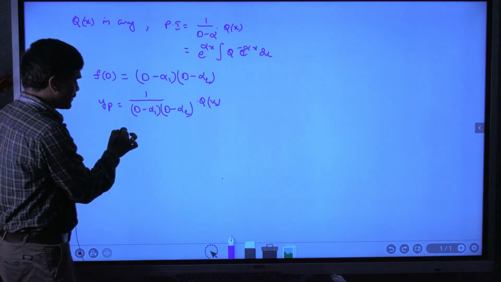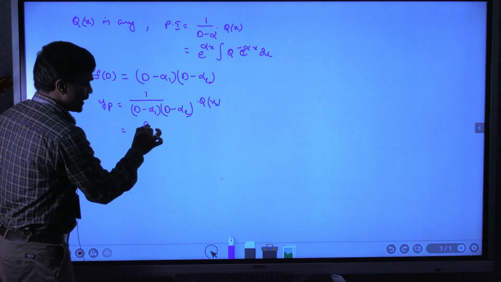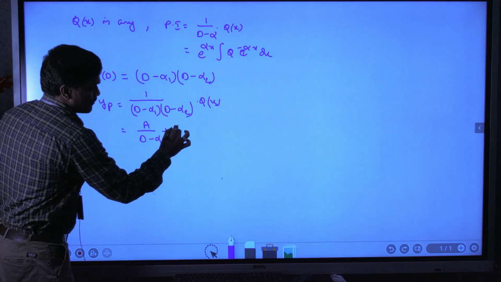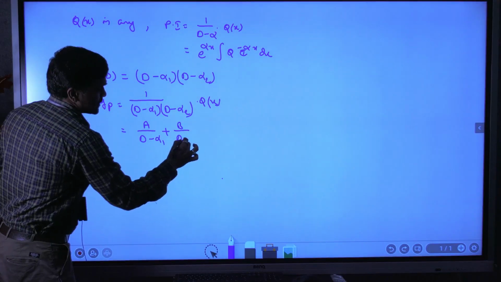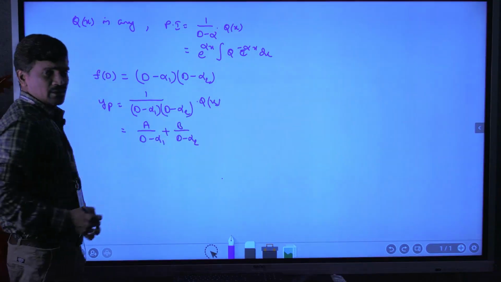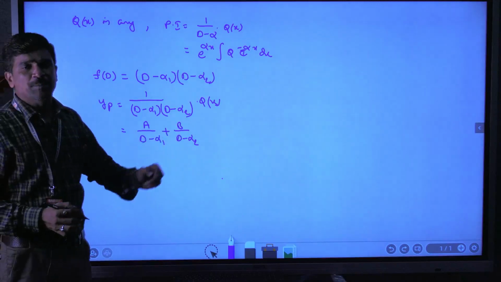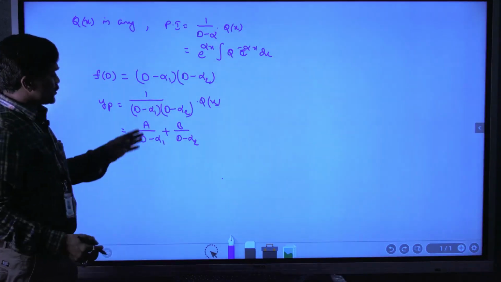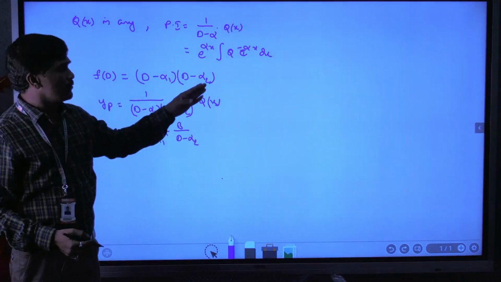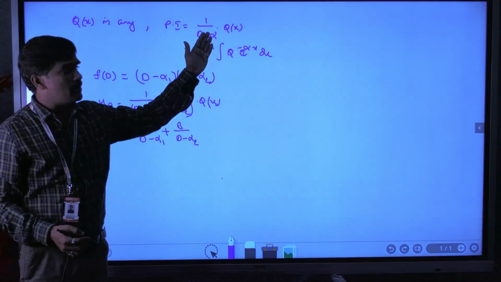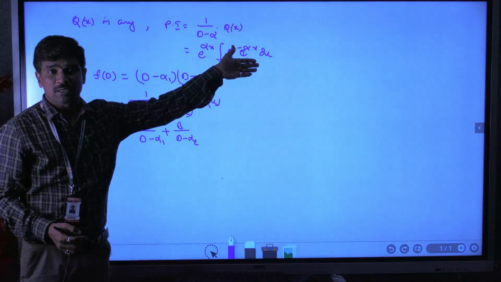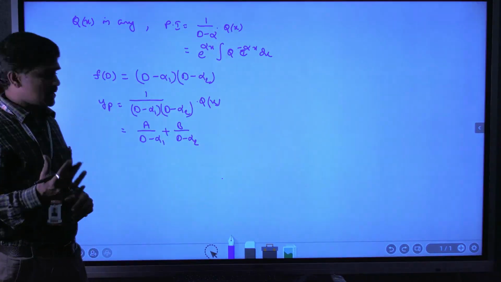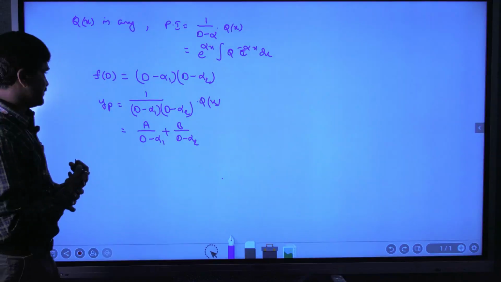Now how to write partial fractions? A by D minus alpha 1 plus B by D minus alpha 2. Here we have two factors, so write A by and B by. Then the particular integral 1 by D minus alpha 1 into Q is e power alpha 1 x integral Q e power minus alpha 1 x dx. Similarly we take alpha 2. That is the general method.